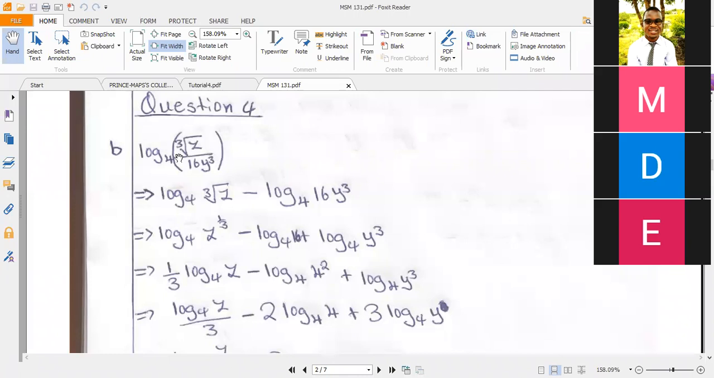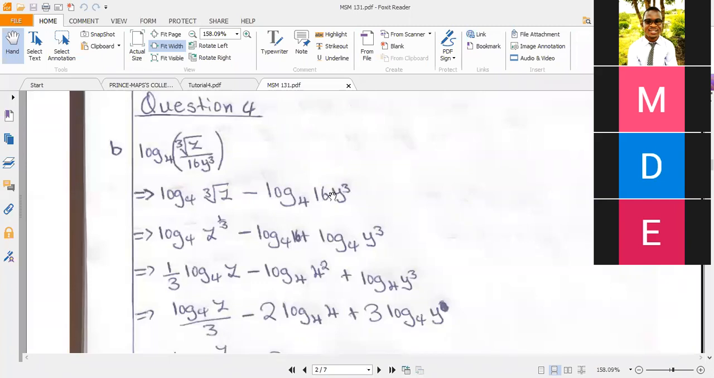So we're going to do a reversal. When you are subtracting logs of the same bases, you divide the arguments, and when you're adding logs with the same bases, you multiply the arguments. So you have this dividing this. In this case, we are subtracting, so you would say log base 4, the cube root of z, minus log base 4, 16y to the 3.